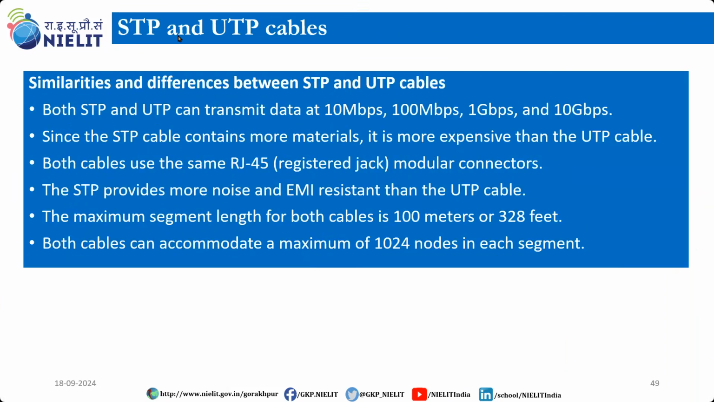Both UTP and STP are similar with respect to throughput. This cable comes in different transmission rates: 10 Mbps, 100 Mbps, 1 Gbps, 10 Gbps, 100 Gbps. So there are different transmission rates supported by STP and UTP cable depending on the category of the cable. The only difference is that STP has more material, more protective shielding, and that is why it is more expensive than the UTP cable.